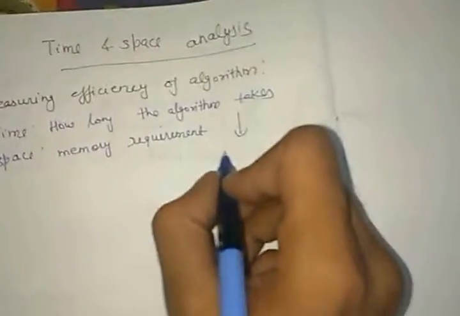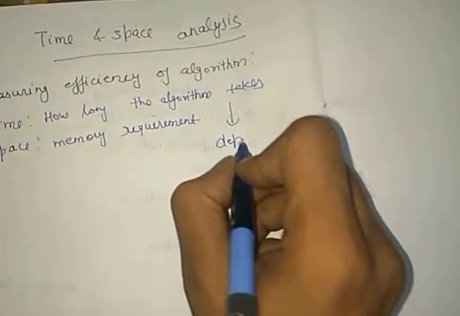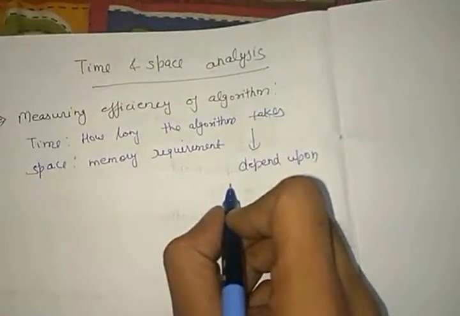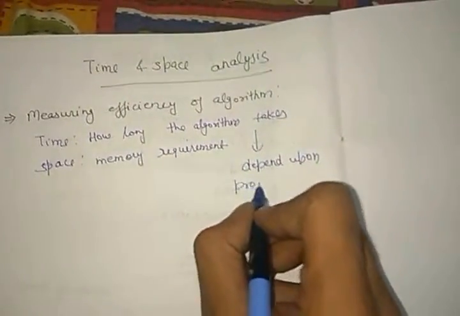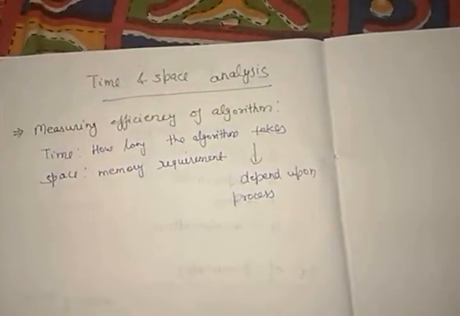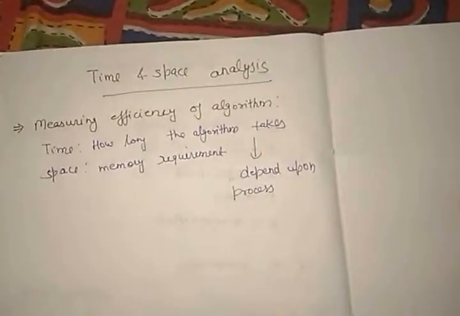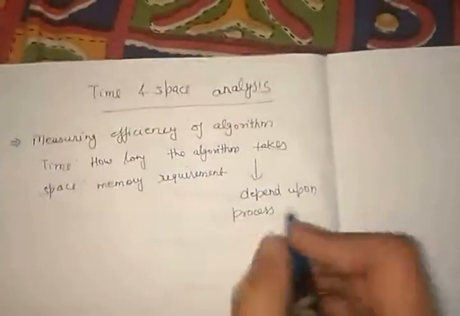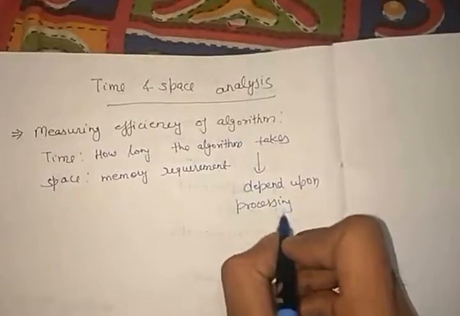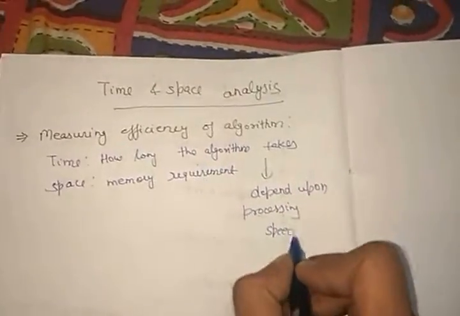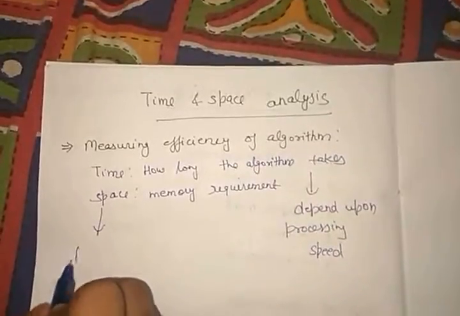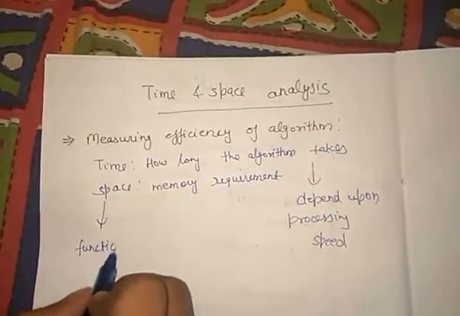And we know time depends upon processing speed, so it is impossible to change for a given hardware. The time complexity of a given algorithm is fixed, and it only depends on processing speed. And space is a function of memory, the available memory.